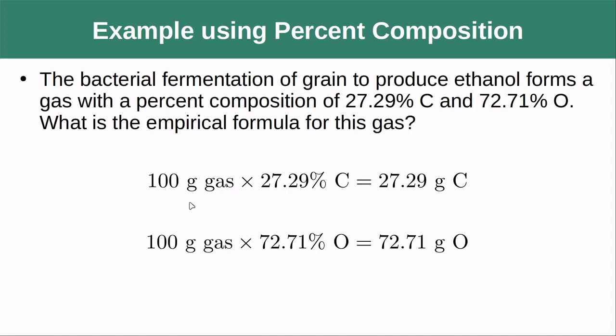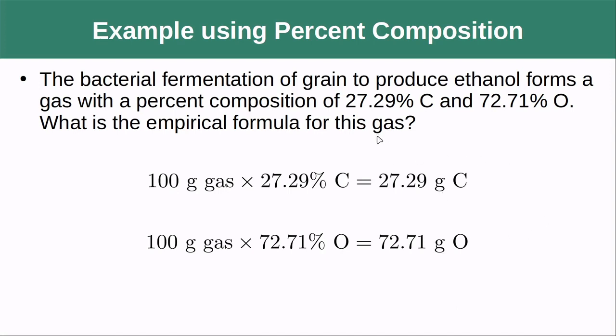Now, if I assume that I started with 100 grams of gas and 27.29% of it was carbon, that means there's 27.29 grams of carbon in that sample. And if I had 100 grams of the gas and 72.71% of it is oxygen, then I had 72.71 grams of oxygen. And now I have mass data that is exactly the same as what I started with in those previous examples.